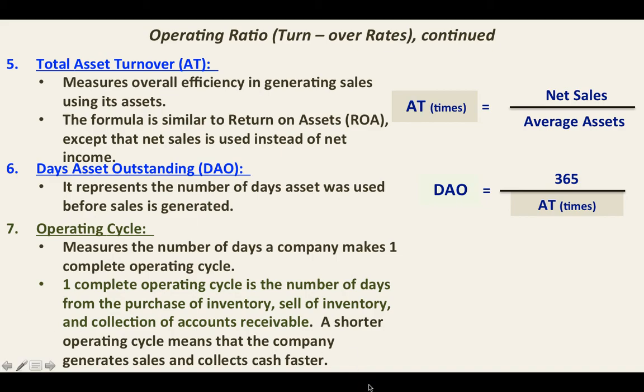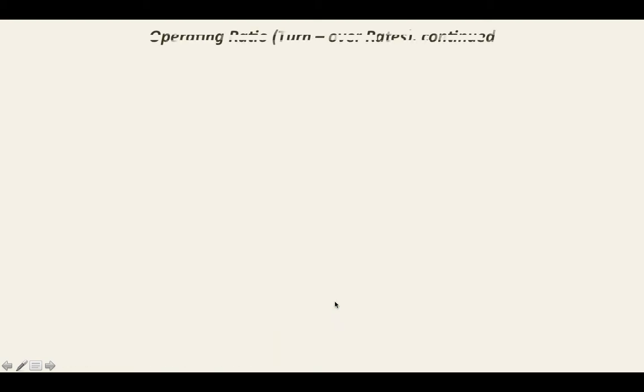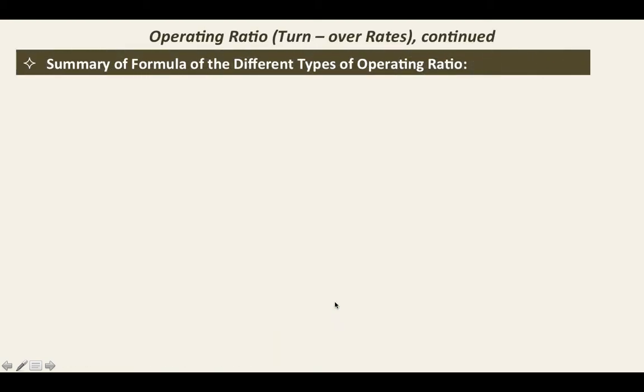So the operating cycle formula is the days receivable outstanding plus the days inventory outstanding. So you will get the number of days that the inventory is outstanding and the number of days that the receivable is outstanding. So the total number of days for these two will be your complete operating cycle. Now let us do the summary of formula.